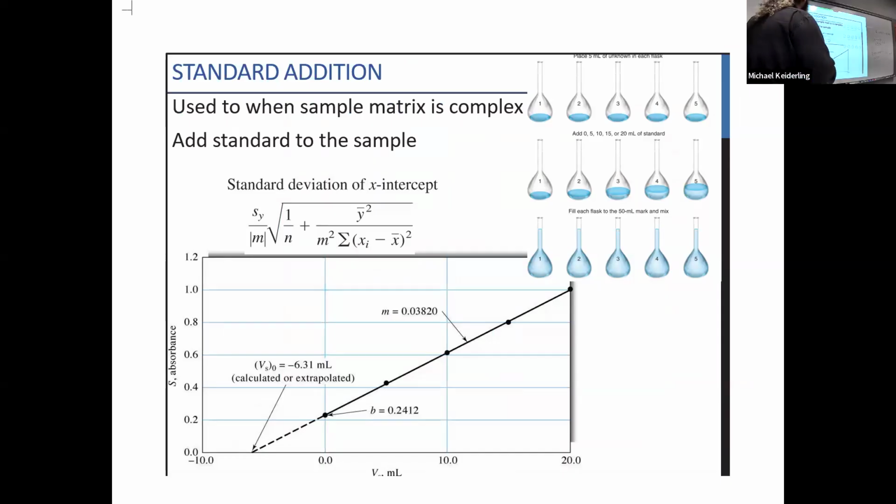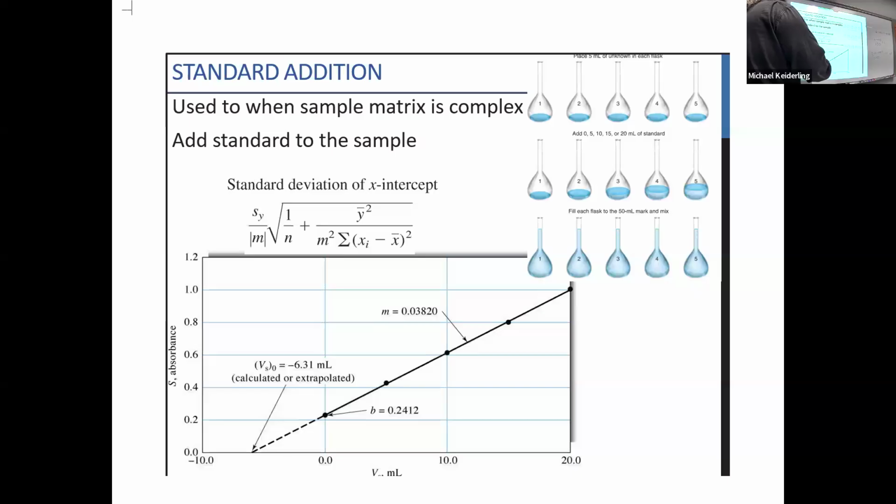So another method is standard addition. This is used when the sample matrix is complicated. What you do is you add standard to the sample. So you add known quantities of what you're looking for to the sample. You split the sample up into a whole bunch of different things and add extra amounts of standard to each of these. So you first place 5 milliliters of unknown in each flask. You'd add 0, 5, 10, 15, and 20 milliliters of your standard known concentration. And then you'd fill each flask to the same 50 milliliter mark and mix. So you have an addition of a known concentration in each flask.